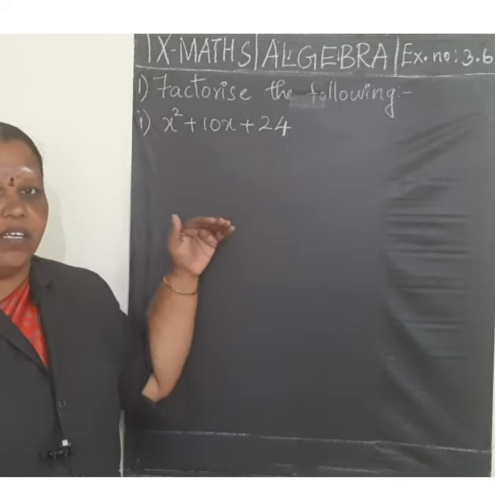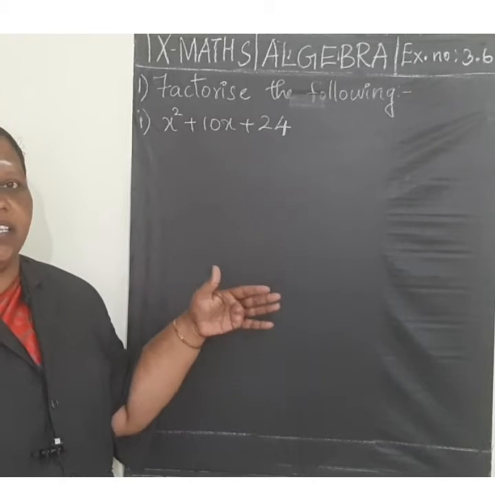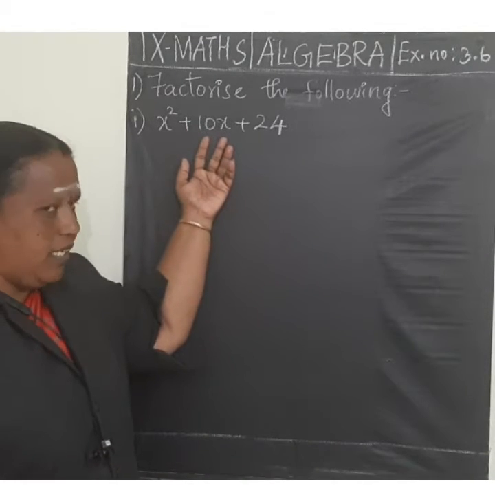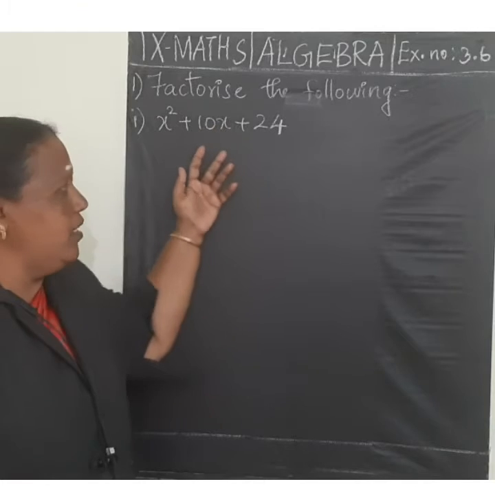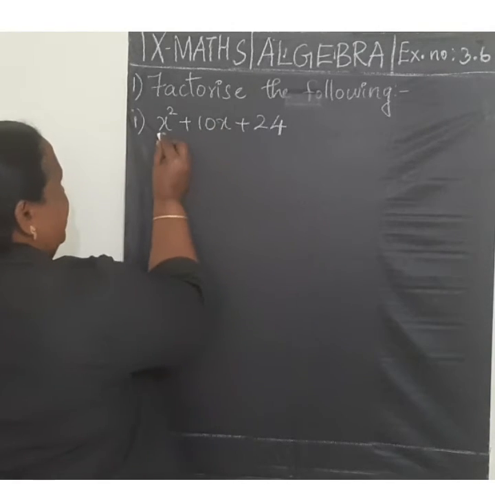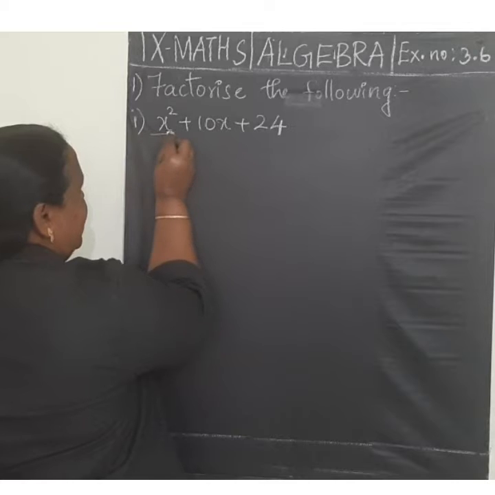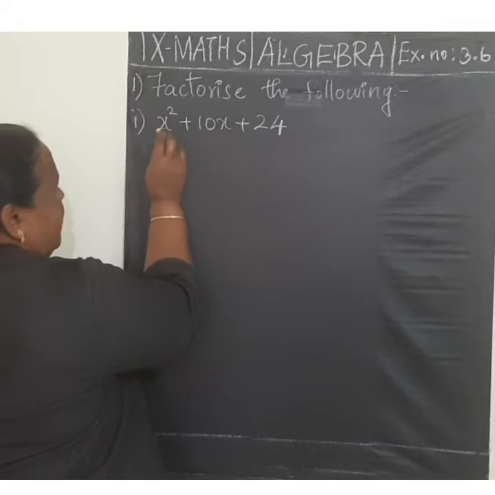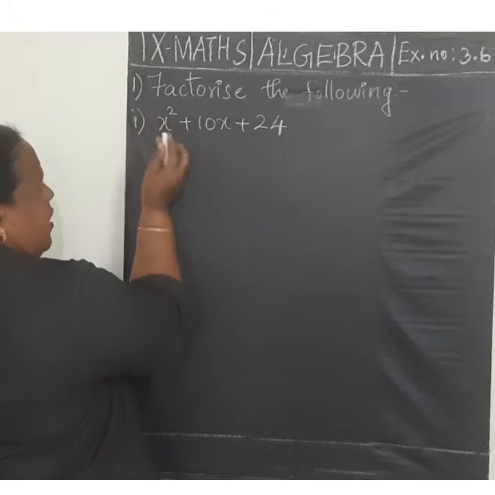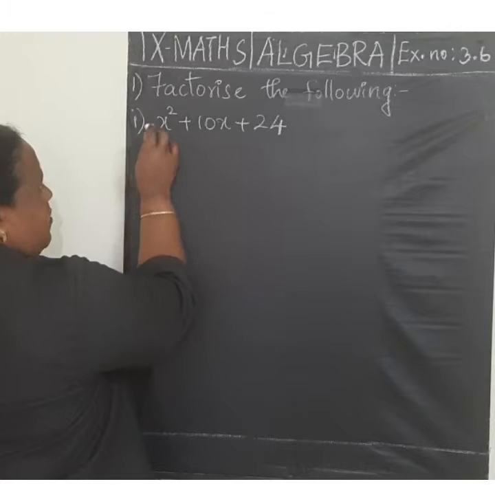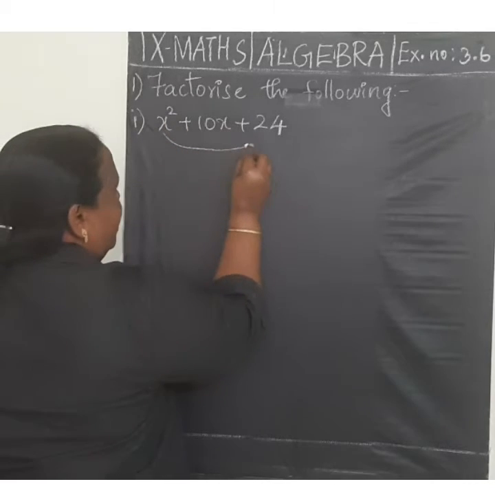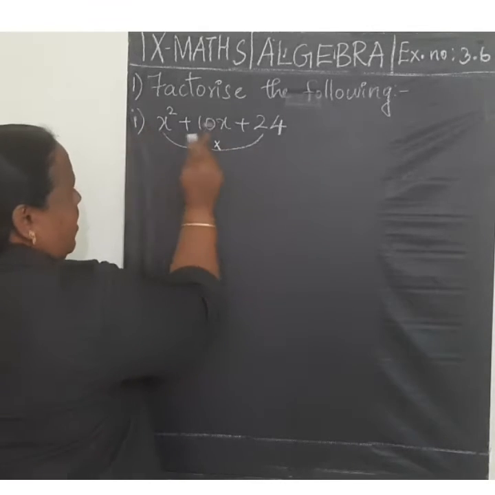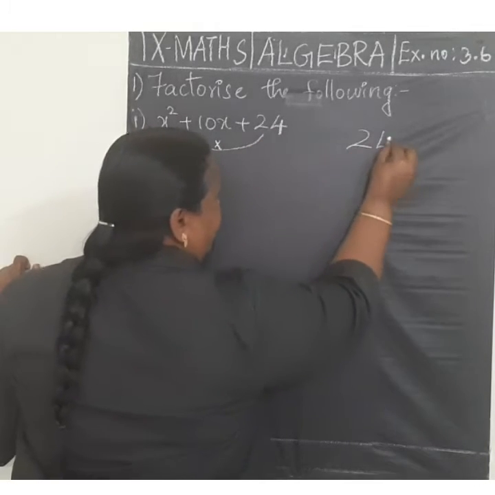So we are factorizing by splitting the middle term. Next, how to split the middle term? First, we have to multiply the coefficient of x squared and the constant term. Here, before x squared no number is there, so we consider it as 1. So when we multiply 1 into 24, we get 24.